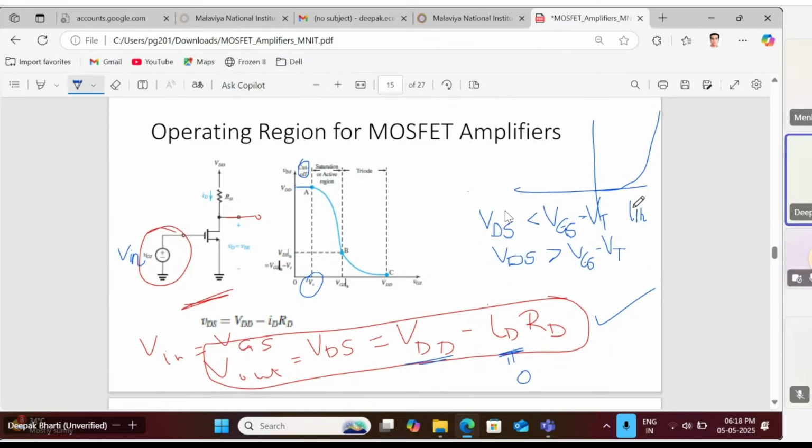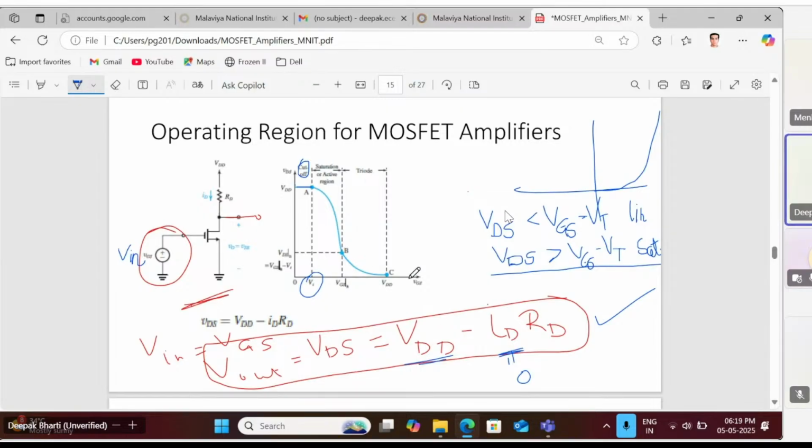Okay, so now which of these two equations are satisfied over here? In region A to B, it is saturation. Why saturation? Because you can see that VDS, or the V output, is greater than the input minus VT. VGS is your input. It is greater than input minus VT. So this region, that is from A to B, will be your saturation region.